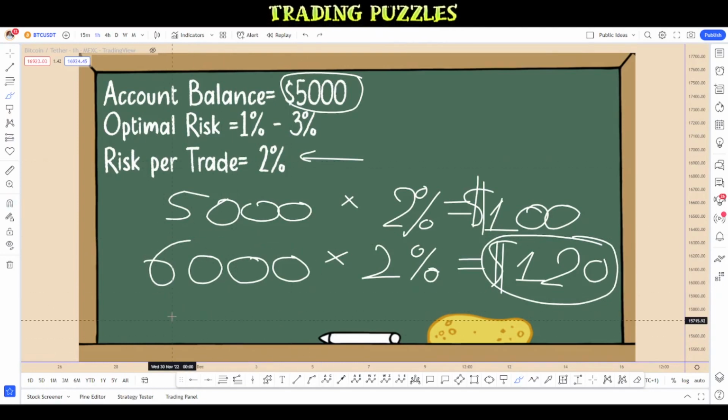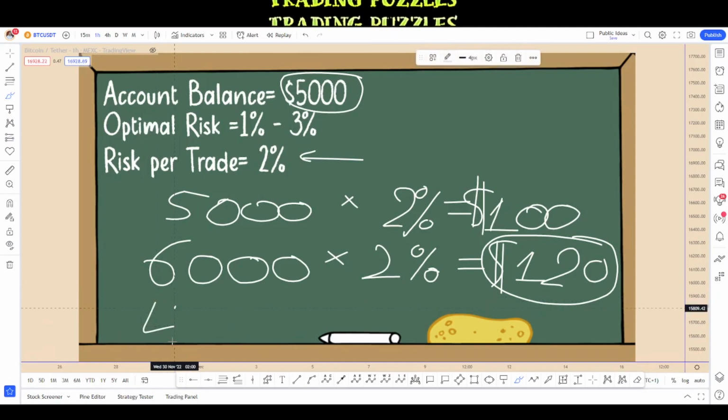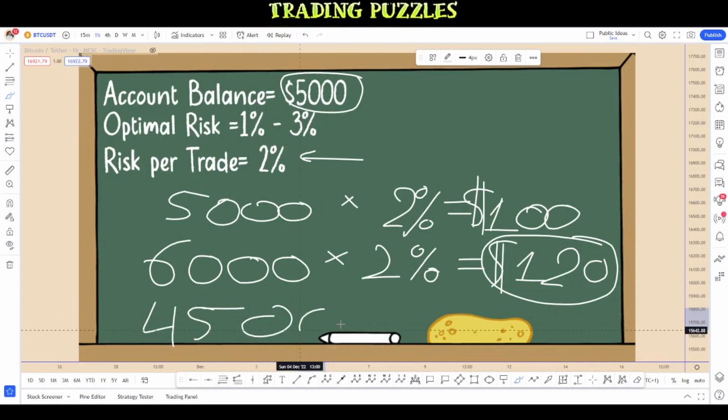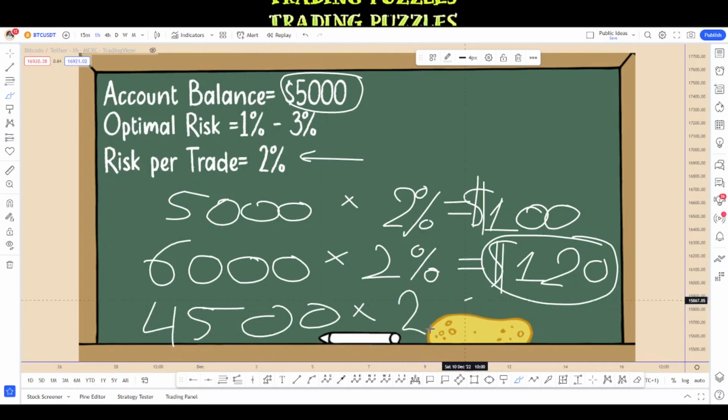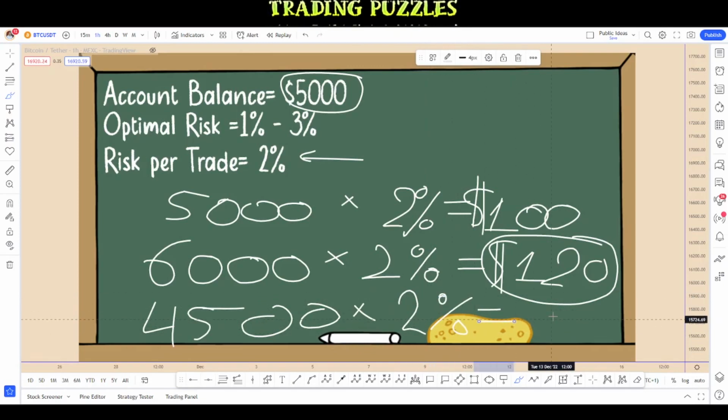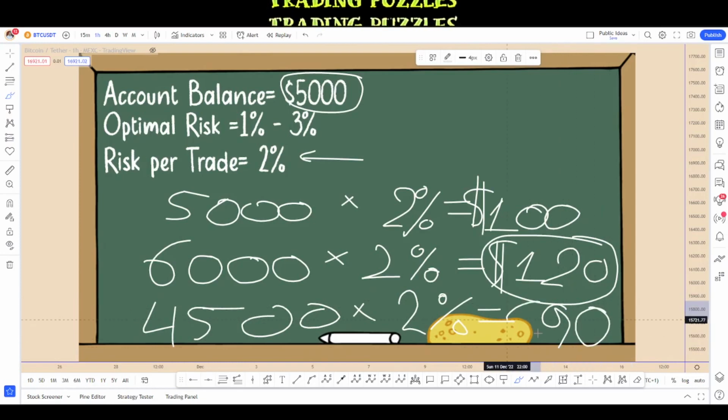If our account balance decreases, let's say to 4,500, then we have to adjust the amount that we are going to risk for each new trade, and this is going to be $90. So this is used all the way when we are trading. This is how we use futures trading properly.